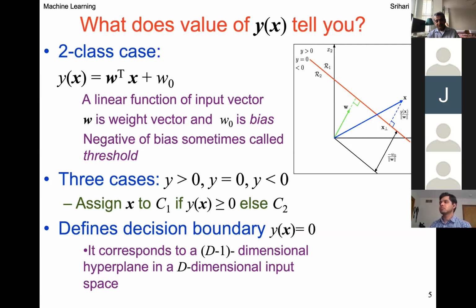How do we choose this? So the learning point then becomes, how do we find this W and how do you find this W naught: how far away it should be, and what is the angle it makes to the coordinates. Okay.